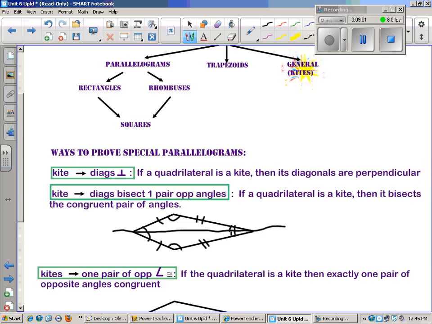That's the key. If you can remember that that middle line is a line of symmetry or a line of reflection, that'll help you remember all the characteristics of a kite, except one more, and that is the diagonals are perpendicular.